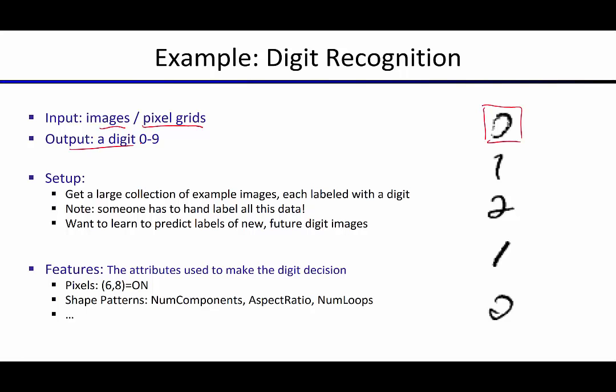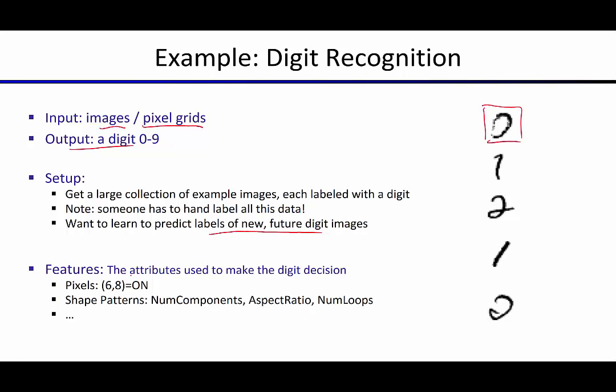The setup would be similar. You first get a large collection of example images, each labeled with a digit. So again, somebody has to go in and do this work. That's the assumption here. Then you want to learn to predict labels of new future digit images for which nobody had provided a label yet.